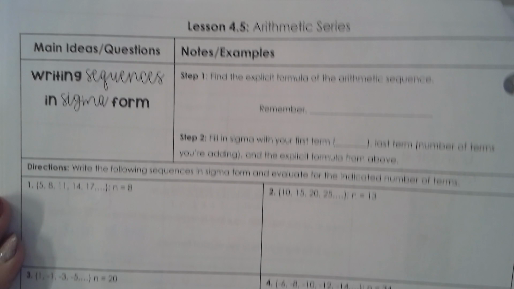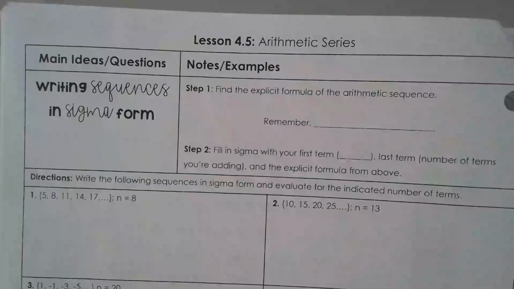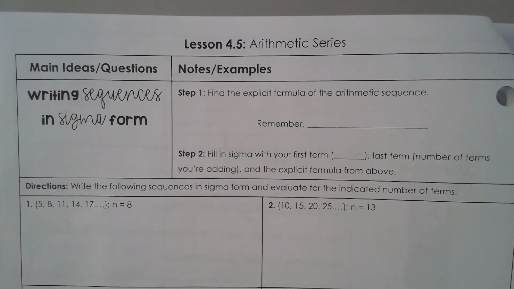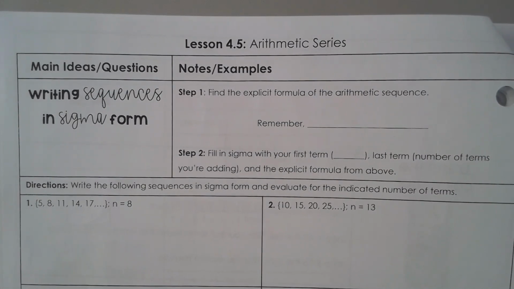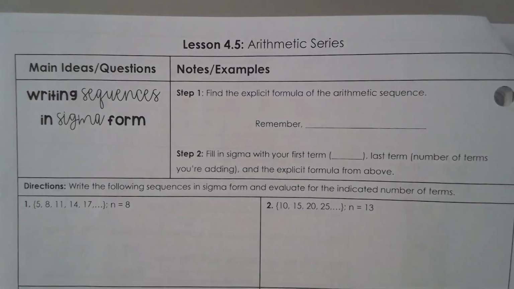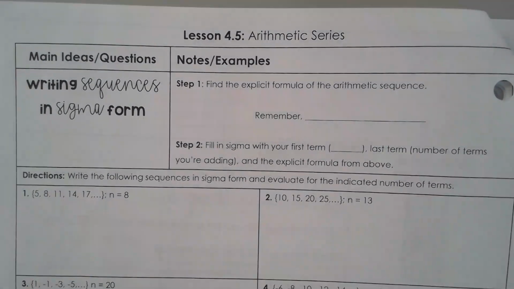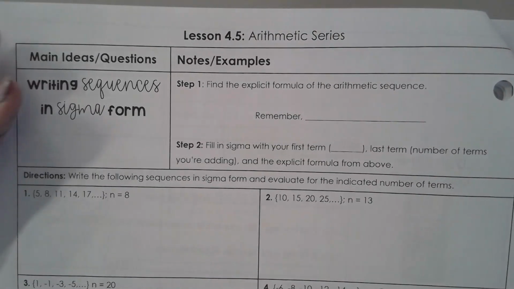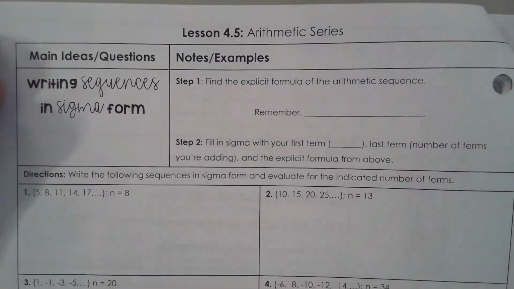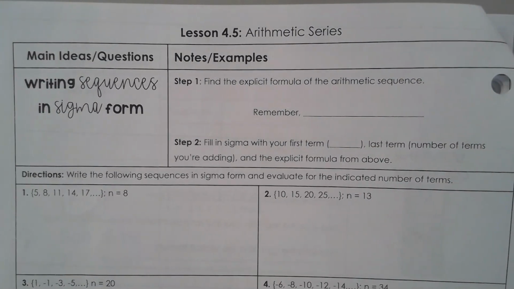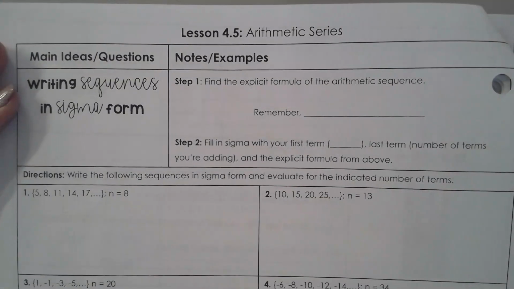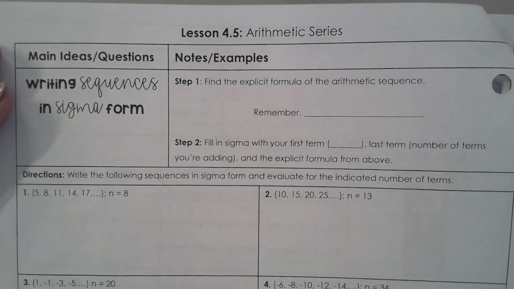Arithmetic series. Yesterday we practiced using sigma. That's where we, in the calculator, what buttons do we push? Math 0. And we use sigma. And sigma gives us the what? The sum. And so now we're going to be actually coming up with the formula that goes there on the right side of sigma. And that can be done using the formulas we already know.